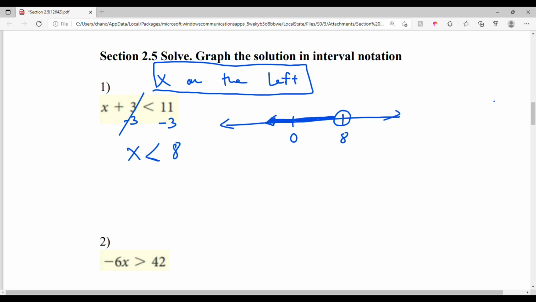And now I'll state my interval notation. I like to write my interval notation directly under the picture. Since I know my endpoints, it goes to the left towards negative infinity. It goes to the right at 8. And there's a parenthesis because this is an open circle. That's my interval notation, and that's my graph.